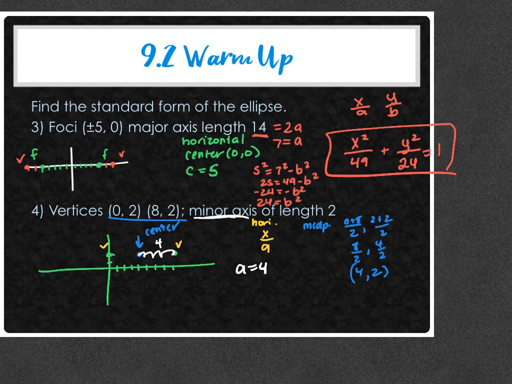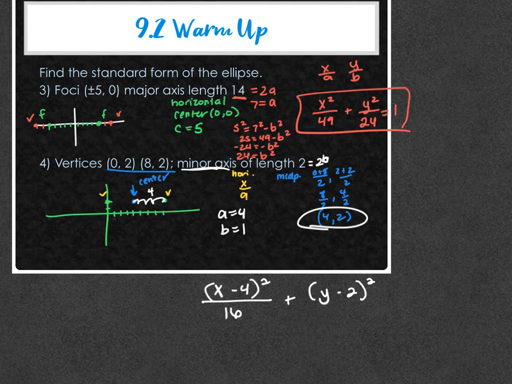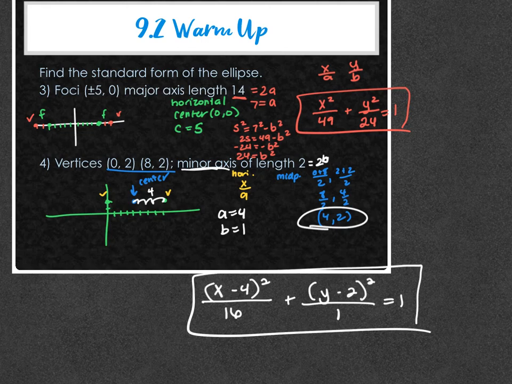Then it gives me the minor axis, which is 2b. If 2b equals 2, then b equals 1. Now I've got everything I need. So (x minus h), and remember it's different this time, so (x minus 4) squared over a squared, 4 squared would be 16, plus (y minus k), which is (y minus 2) squared, over b squared, which would still be 1, equals 1. You don't need the over 1, but you can have it there, it's still right.